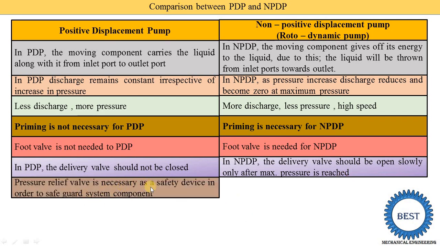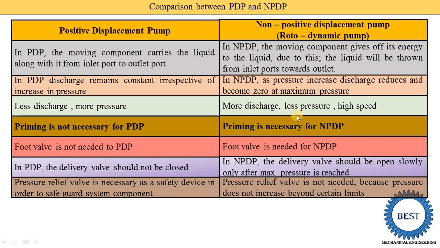A pressure relief valve is necessary as a safety device in order to safeguard the system components. We know that the positive displacement pump is used for higher pressure, as we mentioned in point number 3. So for higher pressures, a pressure relief valve is necessary as a safety device in order to safeguard the system components. In a non-positive displacement pump, a pressure relief valve is not needed because the pressure does not increase beyond certain limits.